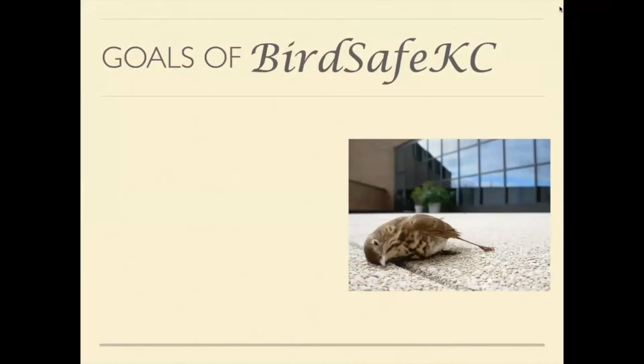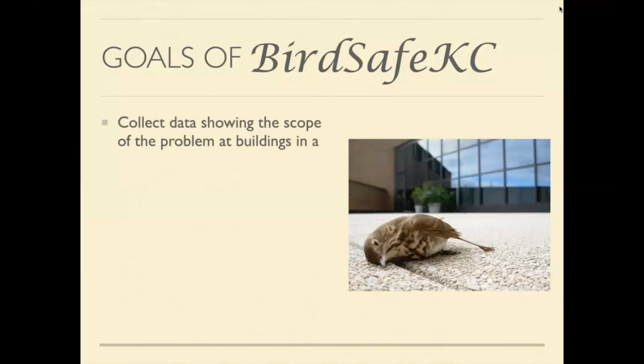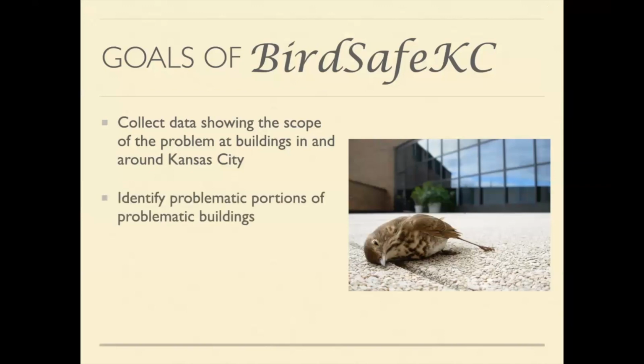So all that in mind, the goals of this project, similar to other projects across the country, is we want to collect data showing the scope of the problem around Kansas City, identify problematic buildings, which we often hear of in anecdotal reports from bird watchers and master naturalists and just general public, like concerned citizens. We'll hear about buildings, and that has been the reason for us choosing the study sites that we have to date, and then identifying problematic portions of those buildings.